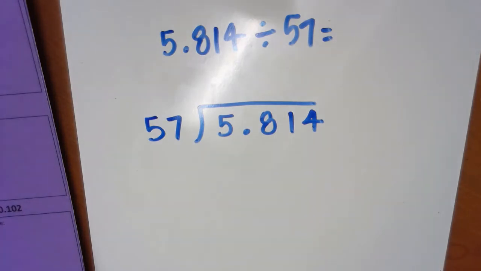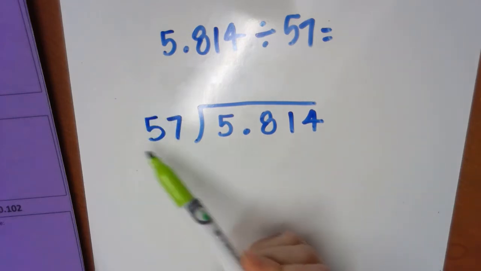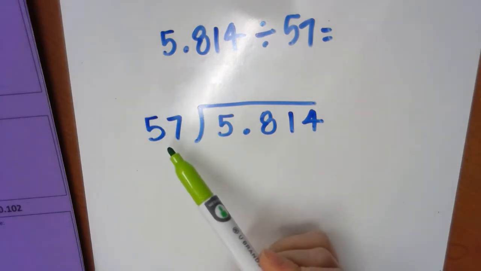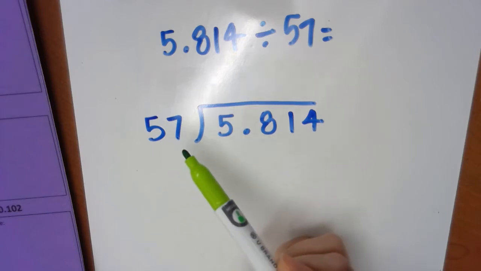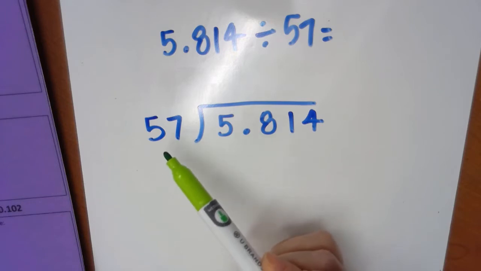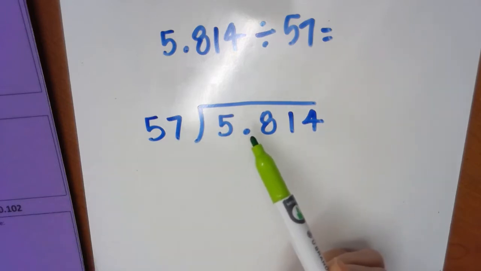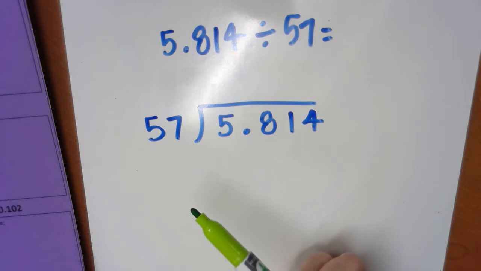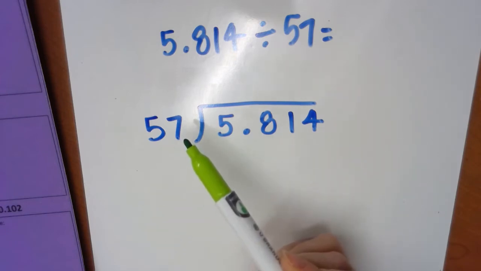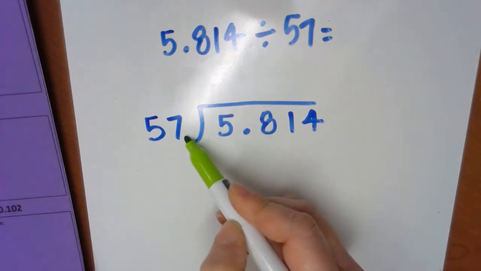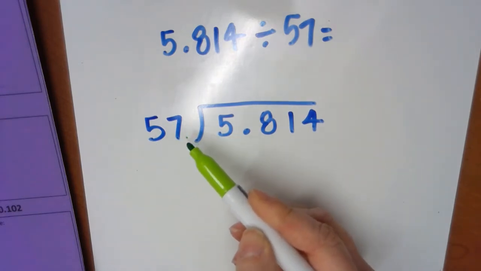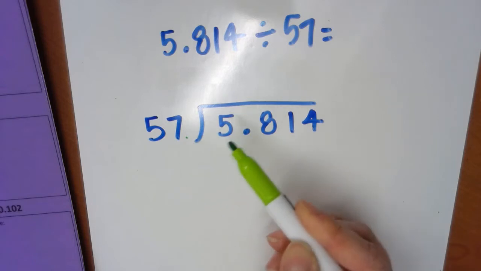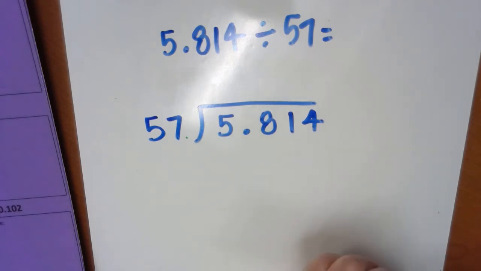Now, once I have my problem set up for long division, it's very important that I ask myself, is the divisor a whole number? If it's not a whole number, I move the decimal that many times to the right to make it a whole number. But whatever I do to the divisor, I would also do to the dividend before I bring it straight up into my answer. Now here, 57 is already a whole number. Because the decimal already sits at the end, I don't need to move my decimal, which means I don't need to mirror that same movement in the dividend.